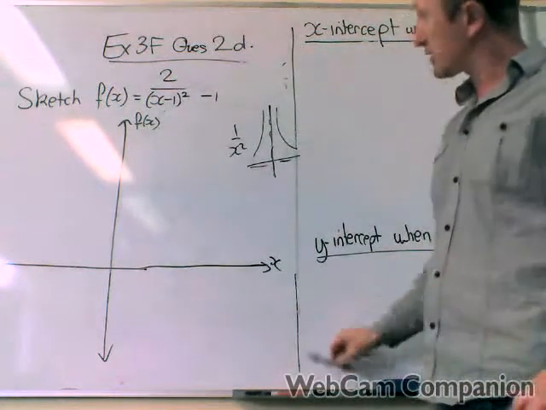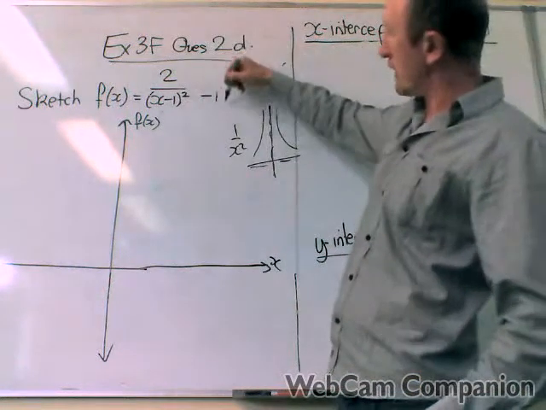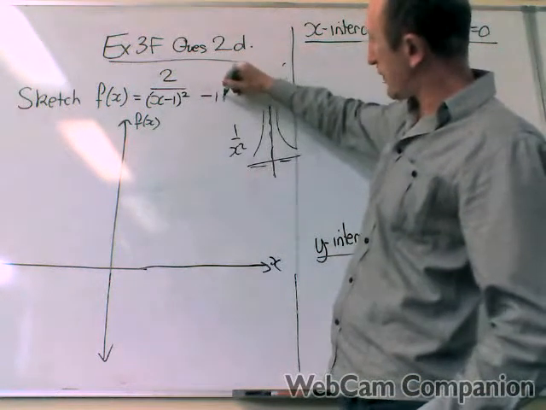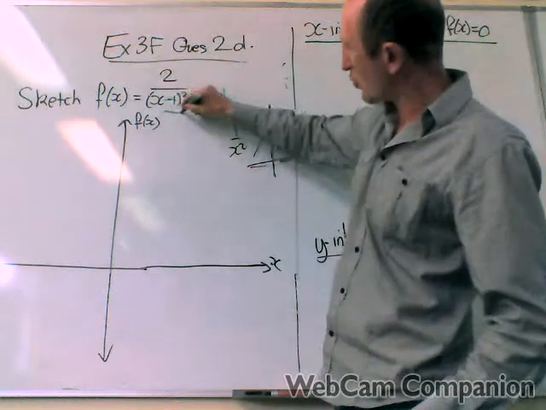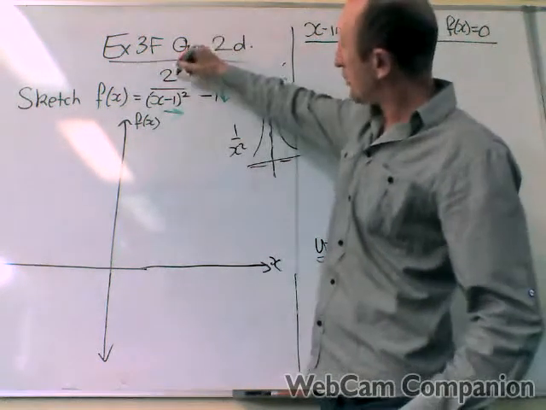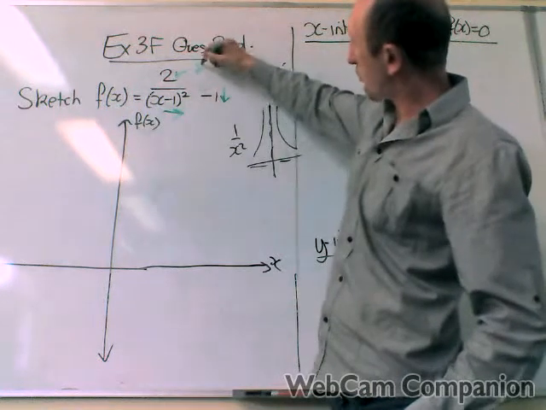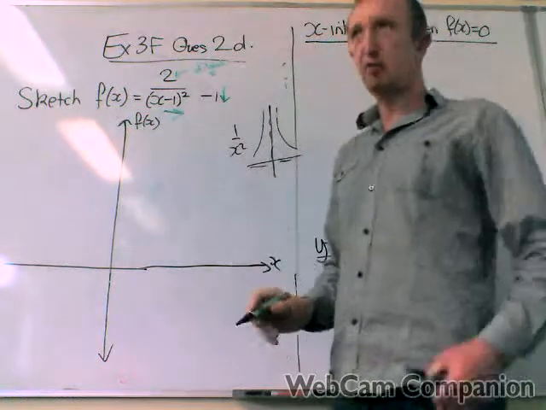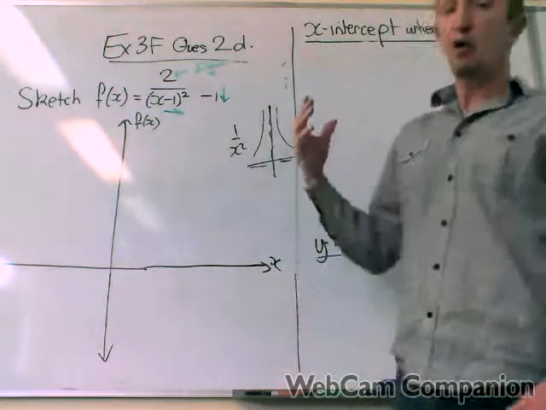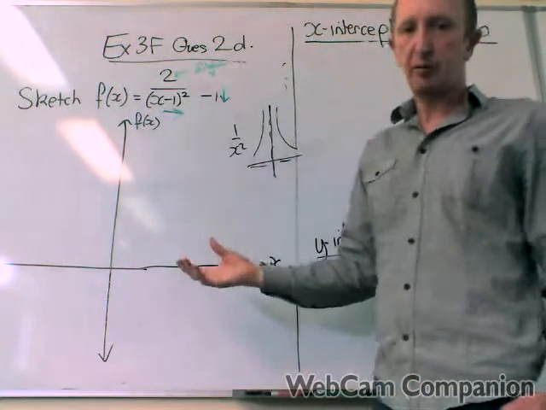This graph has undergone some transformations. The -1 here has moved the graph down one position. The -1 here has moved the graph to the right one position. The 2 has performed a dilation of factor 2 from the x-axis, moves away from the x-axis. We know the original graph, we know the transformations that have taken place.